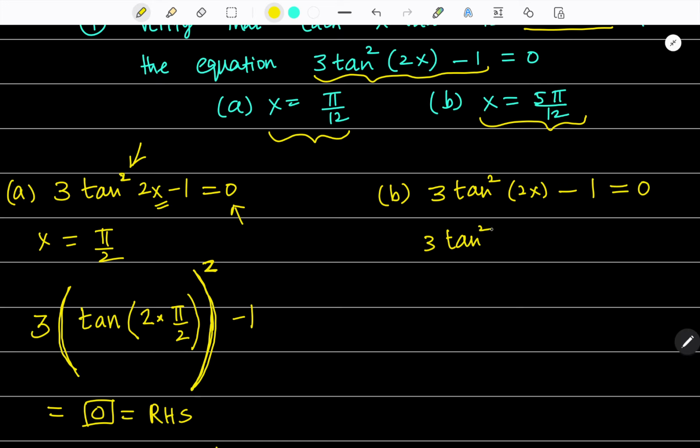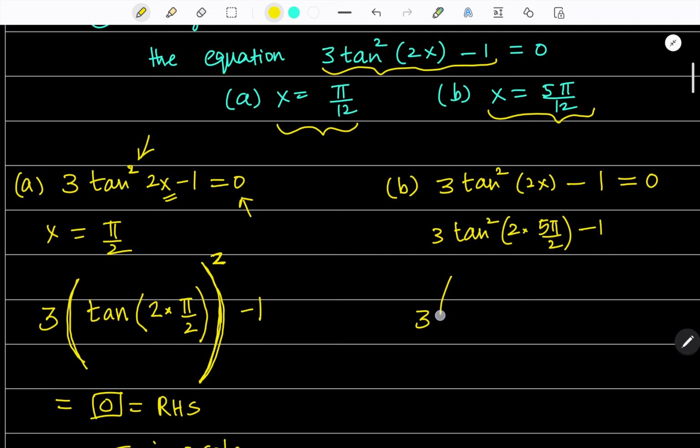So 3 tan square 2 multiplied by 5 pi by 2, minus 1. So this equals... how to put it in the calculator? You have to put in the calculator, again I'm telling you: 3, bracket open, tan, okay, the bracket will automatically open, 2 multiply 5 pi by 2, close the bracket, then press the square. This square will automatically represent this one, minus 1.